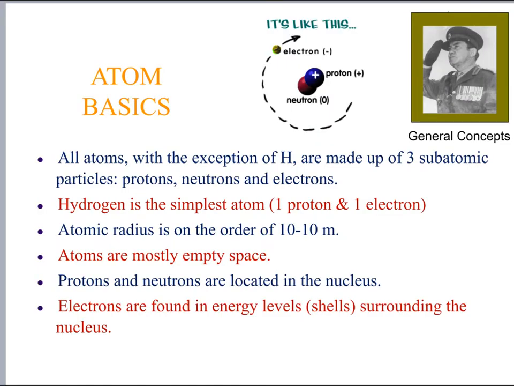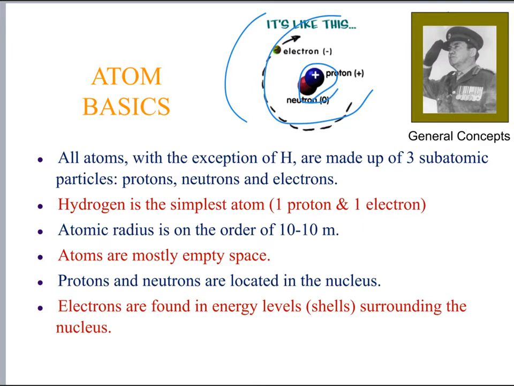So a few basic principles about the atom should be mostly reviewed here. There are three basic subatomic particles: protons, neutrons, and electrons. Protons and neutrons, of course, being found in the nucleus, and the electrons surrounding the outside in layers. We've talked about energy levels or shells, where the electrons orbit around the nucleus.